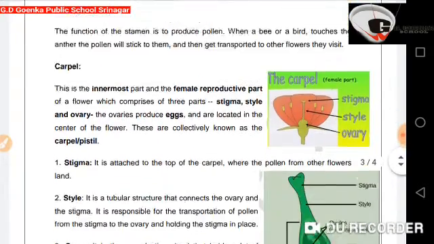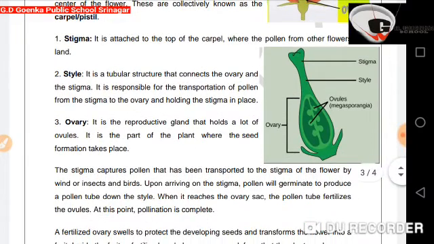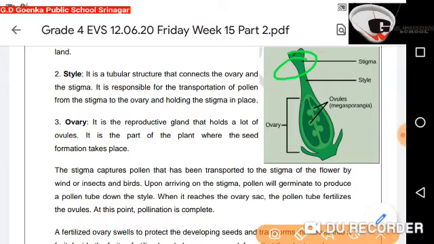flowers they visit. Carpel. This is the innermost part and the female reproductive part of a flower, which comprises of three parts: stigma, style, and ovary. The ovaries produce eggs and are located in the center of the flower. Stigma. It's attached to the top of the carpel where the pollen from the flowers land. Style is a tubular structure that connects the ovary and stigma. It is responsible for the transportation of pollen from stigma to the ovary and holding the stigma in place.